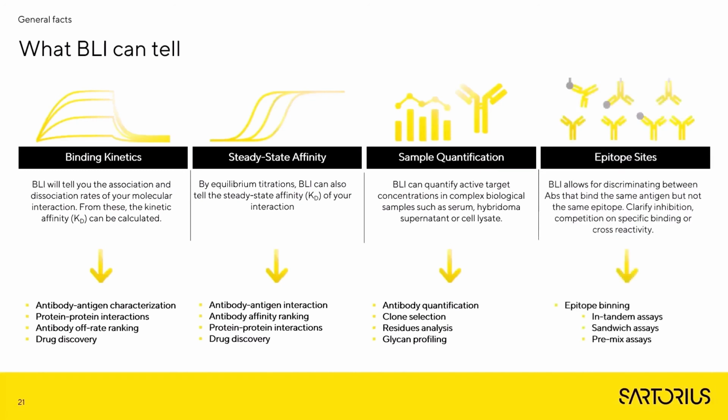And you can do epitope binning. If you have large pools of IgGs for characterization and you want to find out if they inhibit each other or show cross reactivity or competition, you can run with a platform all three classical assays: the in-tandem, the sandwich, or the premix assay. And with that, back to Matt.